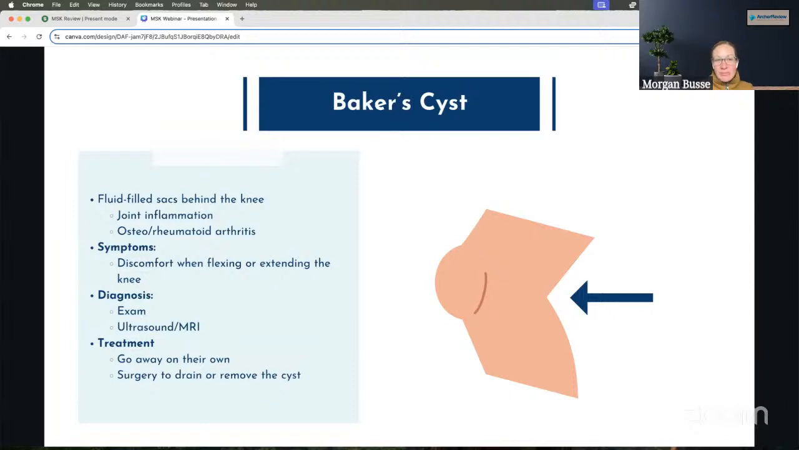If you have some other concerns, ultrasound and MRIs are not wrong. And typically they just go away on their own. However, there are surgeries that we can do to drain or remove the cyst. But oftentimes they'll just kind of come back if we don't fix what's going on and causing that problem in the beginning. Again, I think of arthritis as kind of something that's causing it.